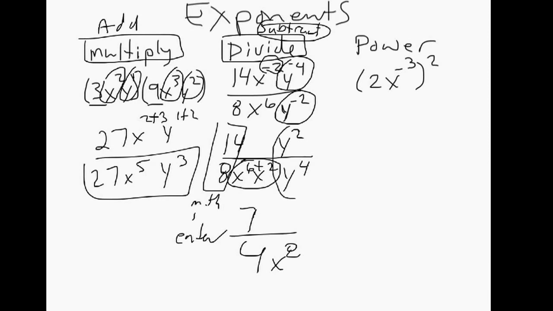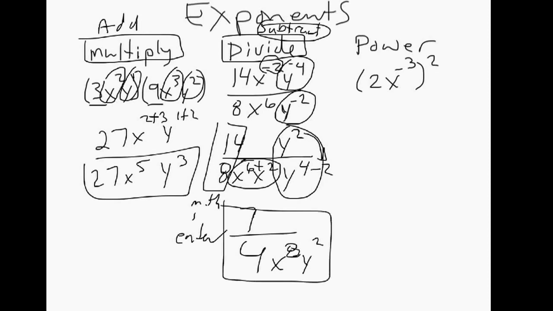Then with these guys, the rule was move to the bigger one and subtract. So we're going to move the 2 down here and subtract. 4 minus 2 is y². And so this would be our answer. There would end up being no letters on the top.